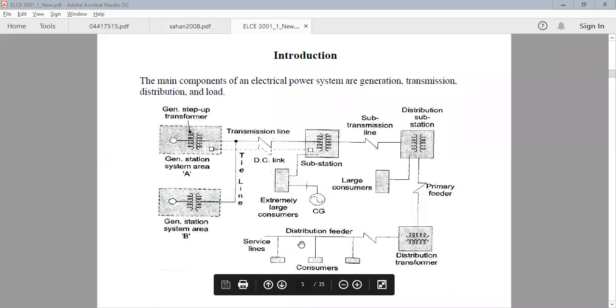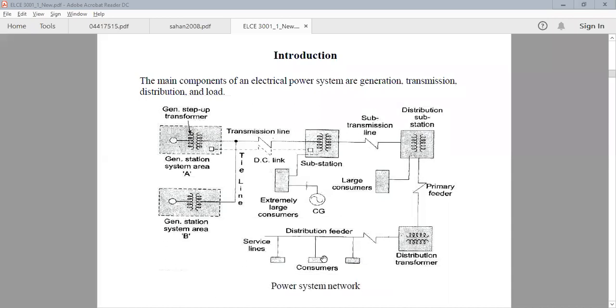Okay, the question here is, what is the voltage at the consumer side? Muhammad Salah. We have either single phase, which is 220 volts, or three phase, which is 400 volts. That's what we are using.